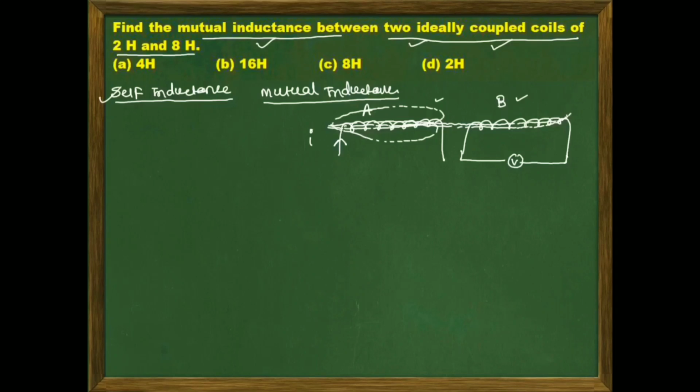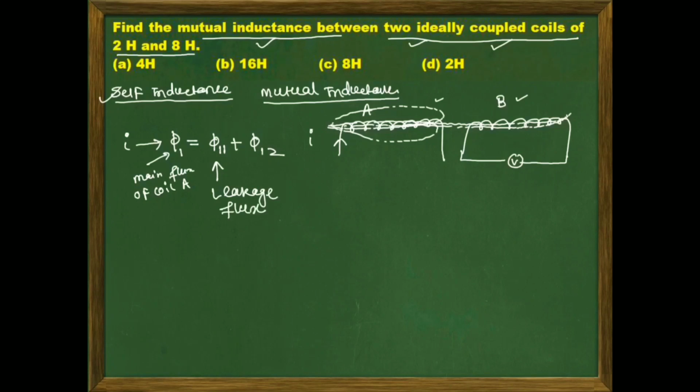So here the flux produced by current I, let I produce the flux phi 1, that is the working flux or main flux of coil A. Now this phi 1 can be divided into two components, phi 1 equal to phi 11 plus phi 12, where phi 11 is the leakage flux, that is the flux that links with only the A coil, that means this loop, and it doesn't link with that B coil, rather it is lost in the air itself.